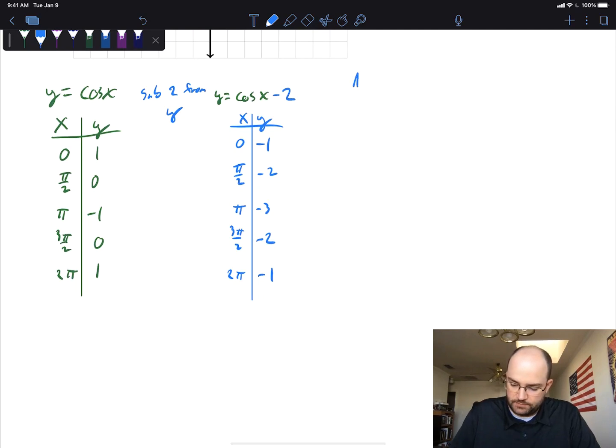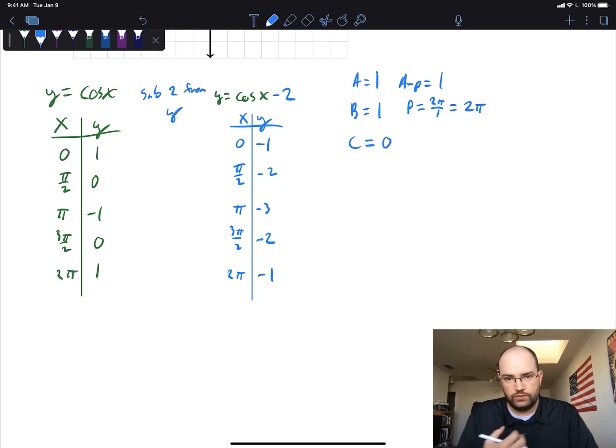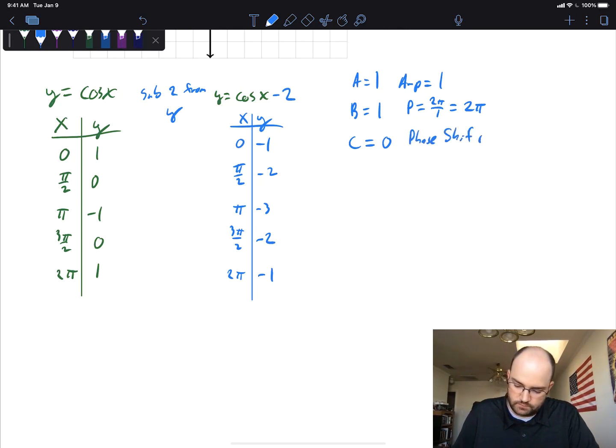And as a reminder, here a is 1, which means that the amplitude is 1. B is 1, it's the number in front of x, which tells me that the period would be 2 pi over 1, which is 2 pi. C is 0 because there's nothing in there with the x, so that means that the phase shift is 0. And D is -2, which means that the average for this is -2.